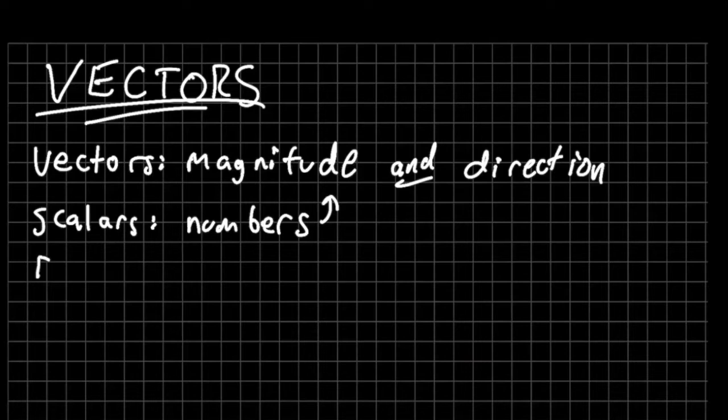And vectors are also different from rays, which just represent a direction. So rays end up going on forever in a direction. So no magnitude there. So vectors represent both a magnitude and direction. Negative vectors are the exact same magnitude, but the opposite direction.